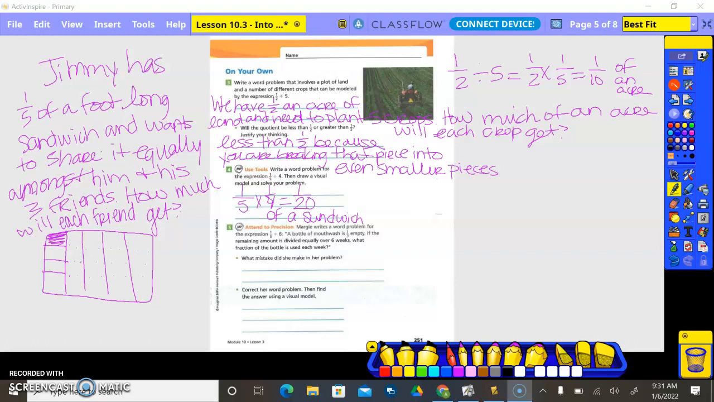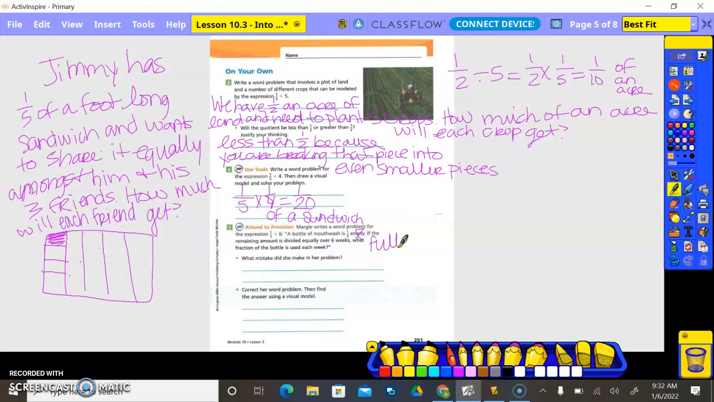Number 5, Margie writes a word problem for the expression 1/3 divided by 6. A bottle of mouthwash is 1/3 empty. If the remaining amount is divided equally over 6 weeks, what fraction of the bottle is used each week? What mistake did she make in her problem? Should it say 1/3 empty or 1/3 full? 1/3 full. Okay, so she should have said, instead of empty, she should have said full, so that we're only using 1/3, because it wouldn't be 1/3 divided by 6, it would be what? 2/3 divided by 6. Okay?